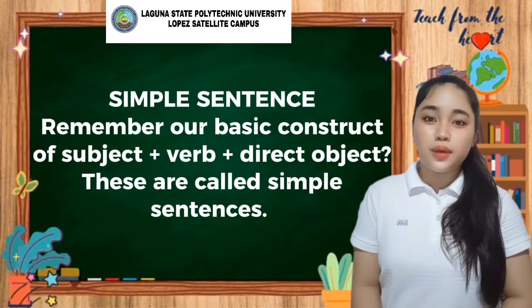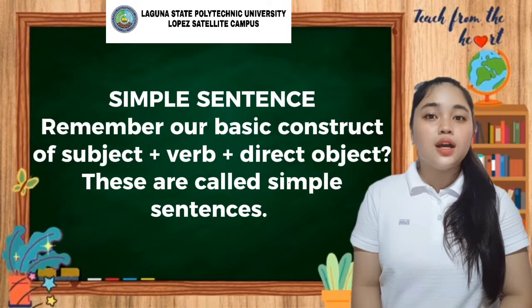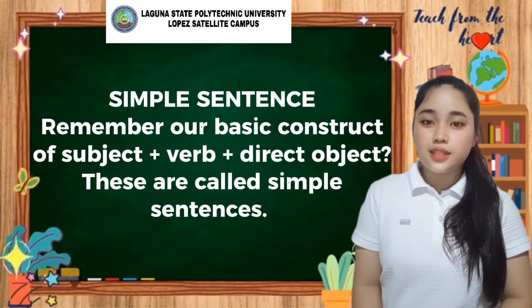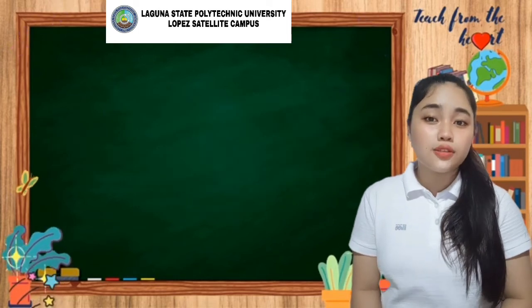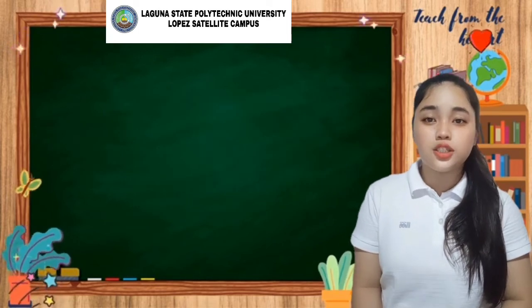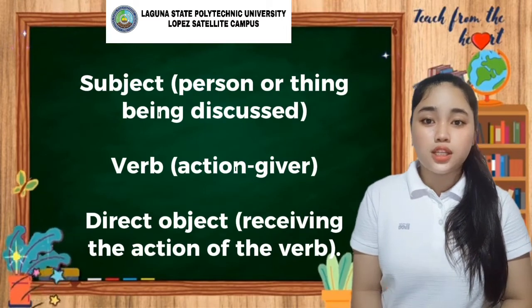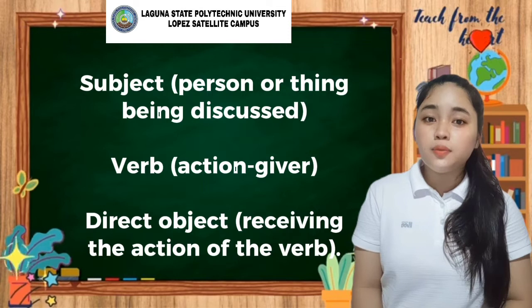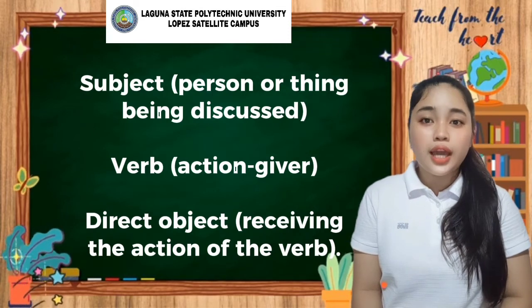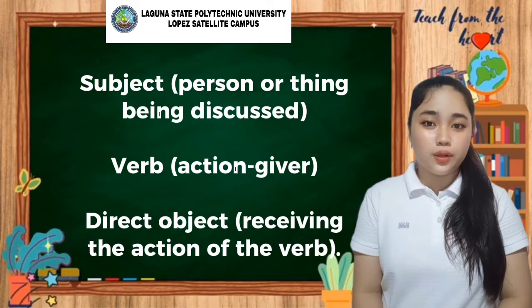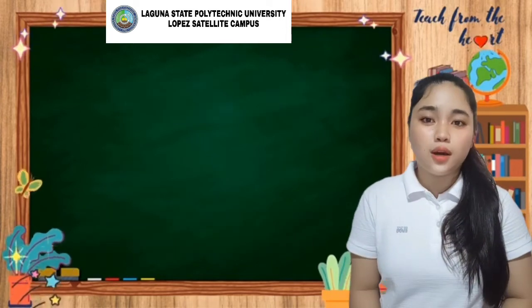Remember our basic formula of subject plus verb plus direct object. These are called simple sentences. It's a good way to start when you are just learning the English language. There's the subject, which is the person or thing being discussed, the verb, which is the action giver, and the direct object, which is receiving the action of the verb. Here are some examples of simple sentences.